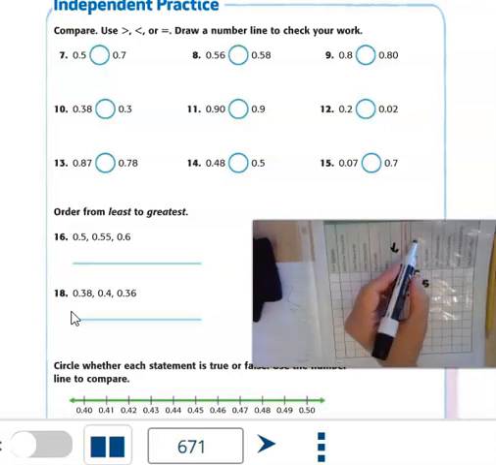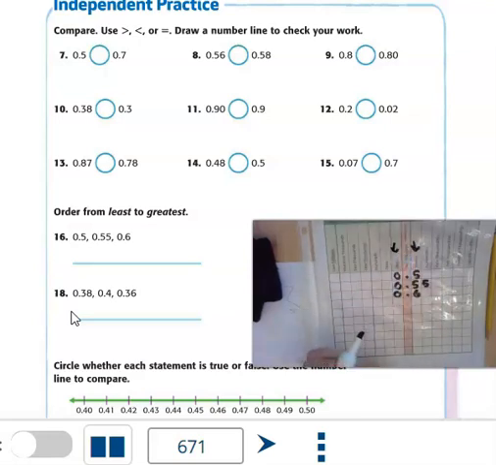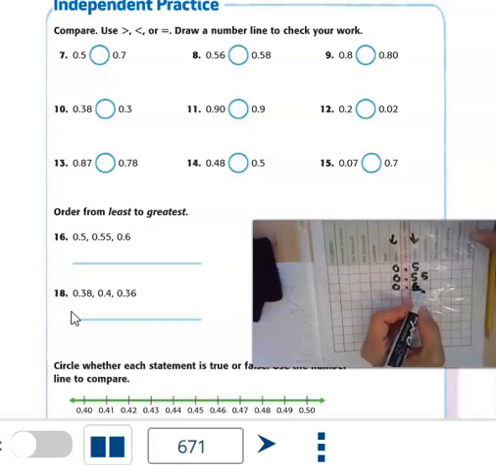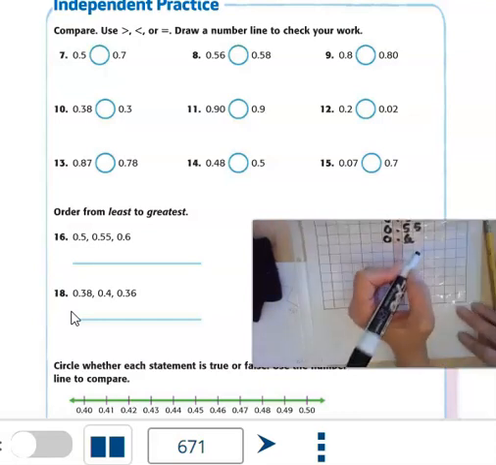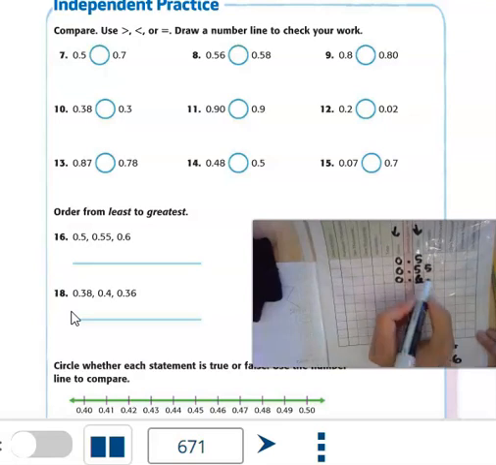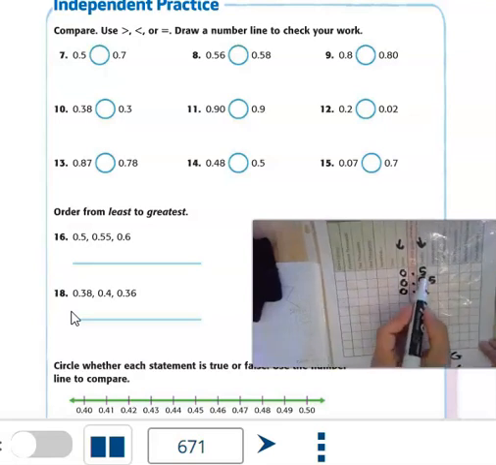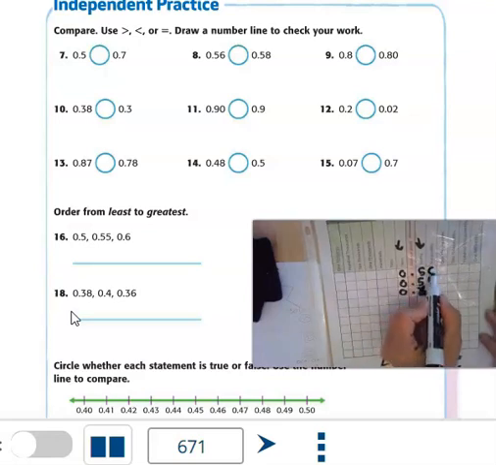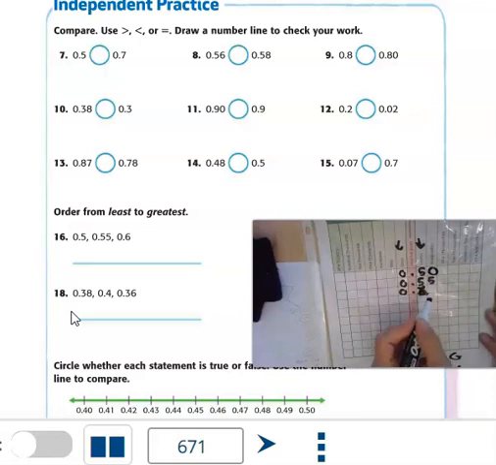Now I'm going to look at the tenths place, and I see 6 is the greatest number there. So if I'm putting them in order from least to greatest, I know that 6/10ths is going to be the greatest. So that one's done. Now I'm looking at 5/10ths and 55/100ths. Well, as we learned from some of the other lessons, I can fill in to get them out to the same place value, and 5/10ths would be equal to 50/100ths.